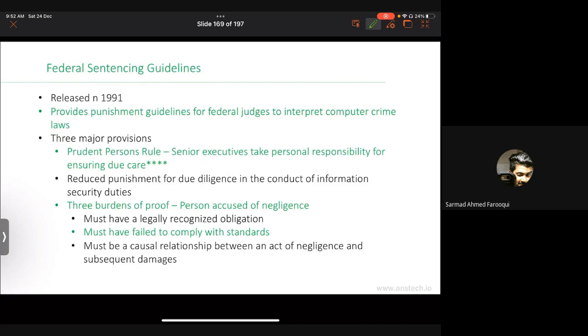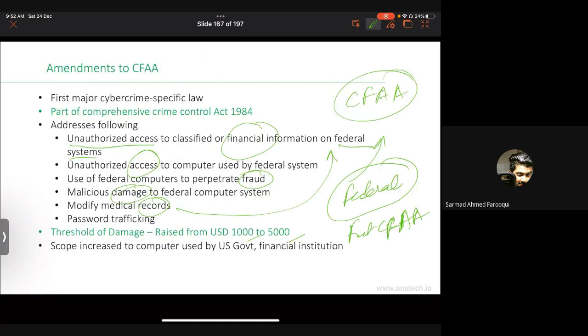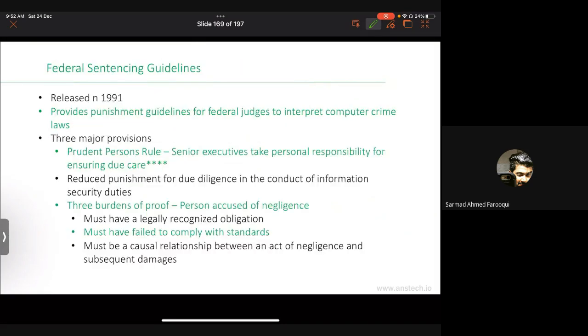Now, what happened was, you created CFAA, you created NIPA, but the judges were oldies and didn't know how to understand technology. So they created something called Federal Sentencing Guidelines for the judges. Judges were given certain guidelines on how to assess whether you have done right or wrong. This was released for judges to interpret computer crime.